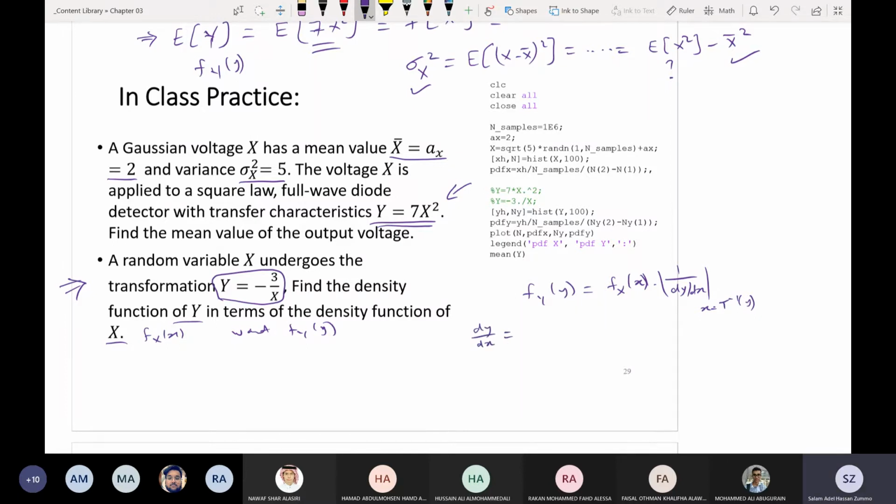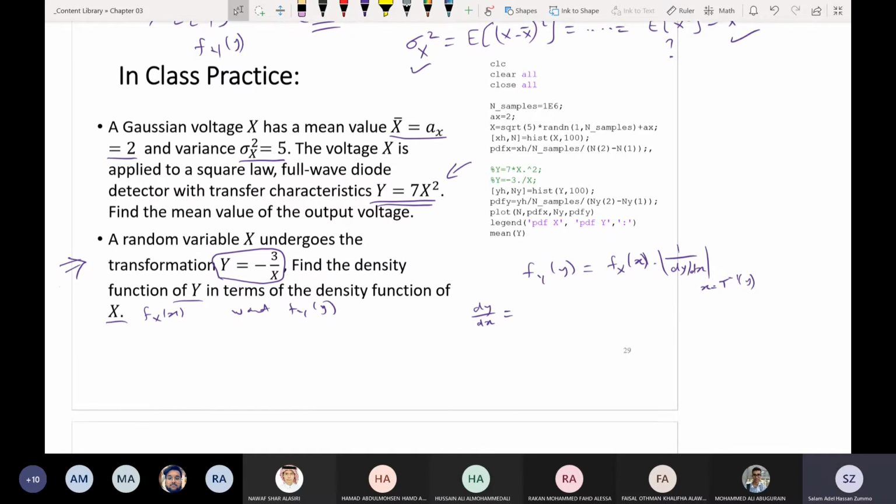We have y equals minus 3 over x. What is dy/dx? Please try to participate. What is dy/dx? It's 3 over x squared, right?